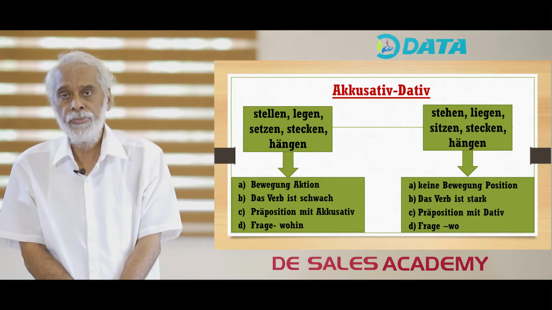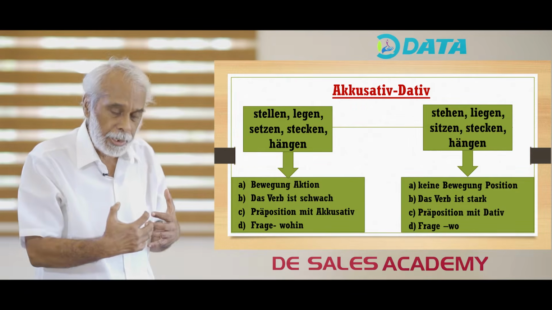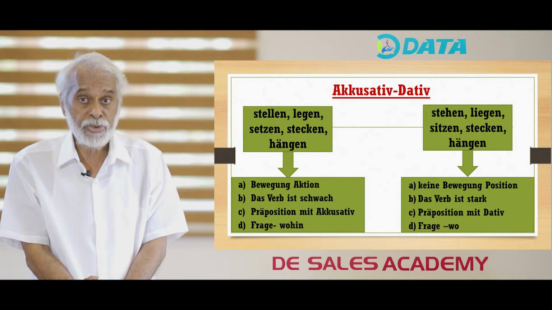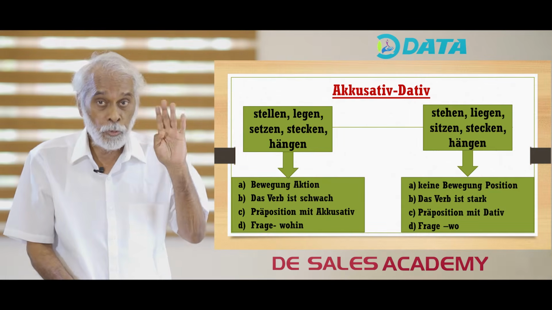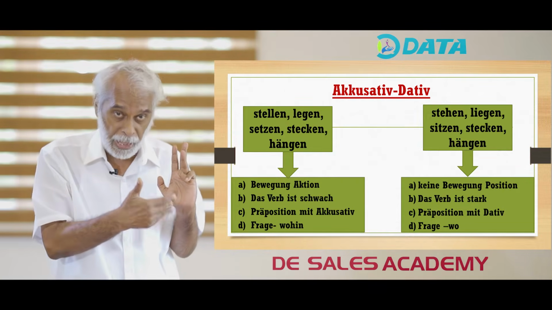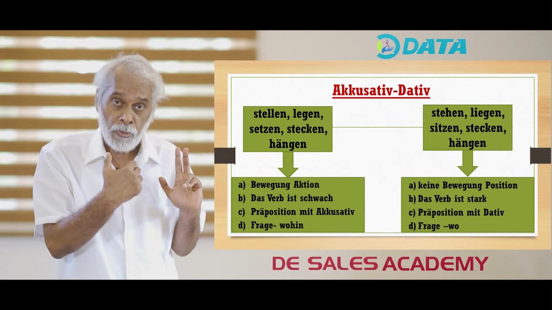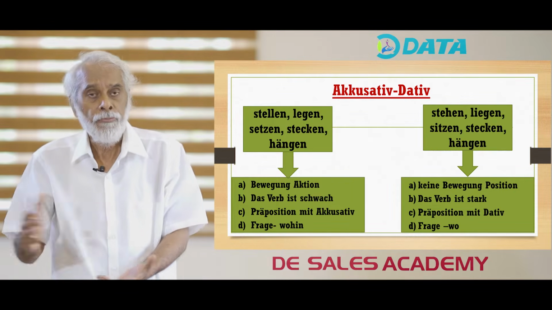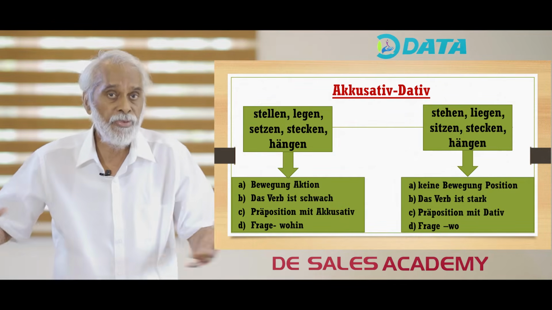And the fourth one is, if you want to make a question in connection with these 5 verbs, then the Frage or the question has to be with wohin. Also 4 important things. The first thing, Bewegung or action. Second thing, all the 5 verbs are weak. That means the preteritum and the perfect is in the weak form, like wohnen, wohnte, gewohnt. That's a weak verb.